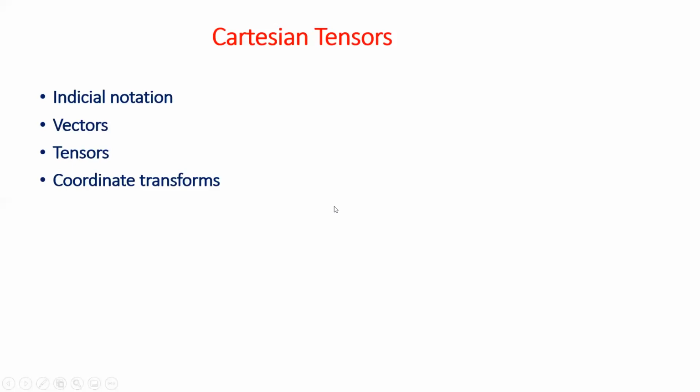So this is what we'll do. We'll try to see what is indicial notation. Then we will apply that to vectors and tensors, and then we'll try to do some coordinate transforms. In science, there is no suspense. So tensor is perhaps the only term which is not really familiar to some of you. So let's for now briefly define what a tensor is, and then we will continue with our indicial notations.